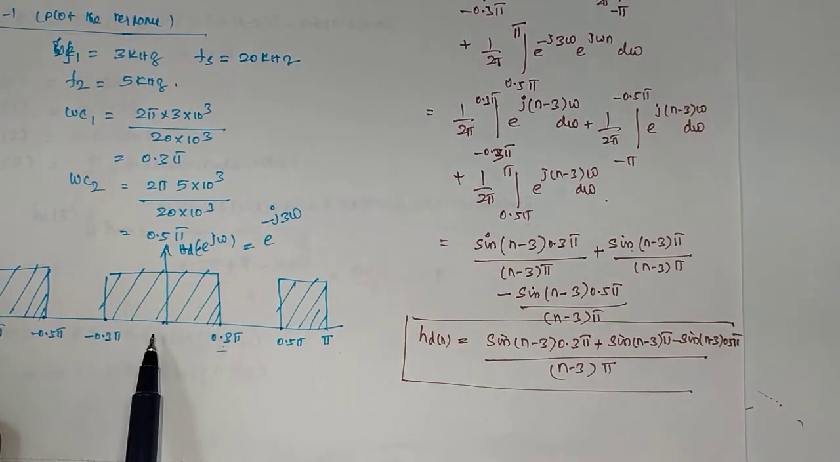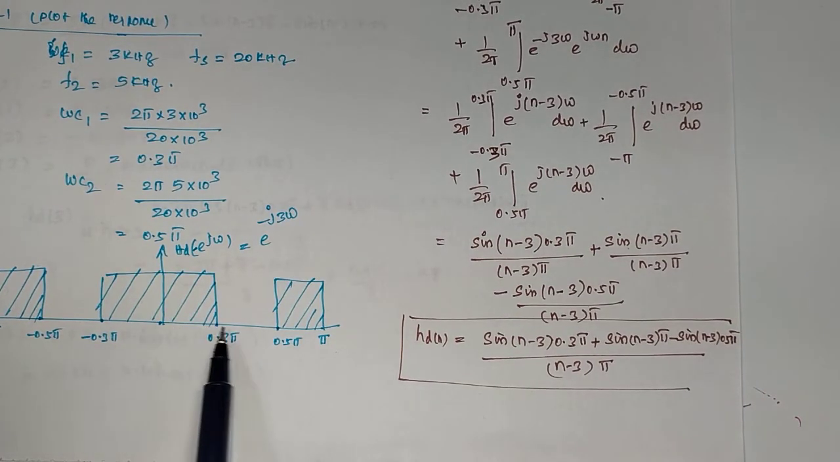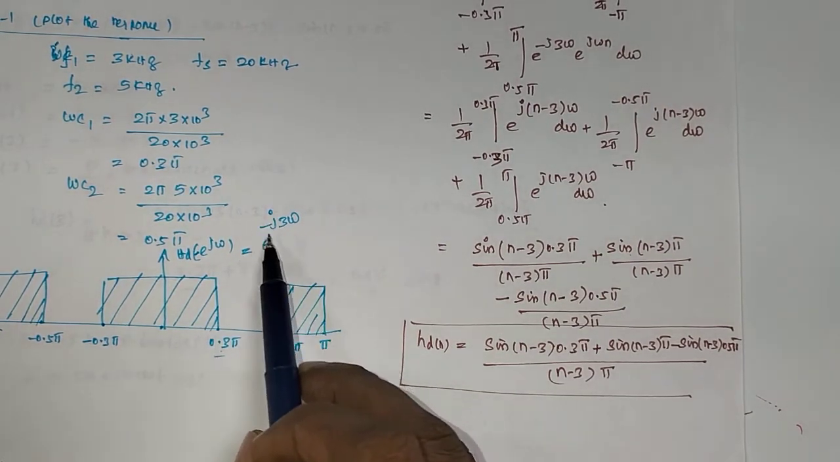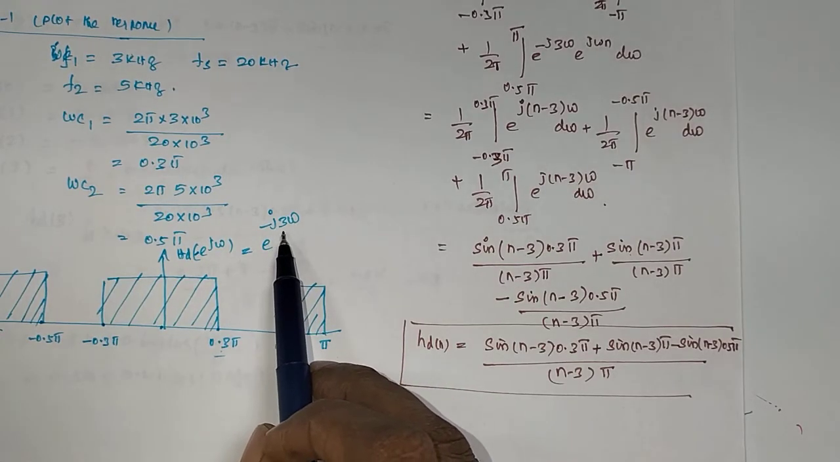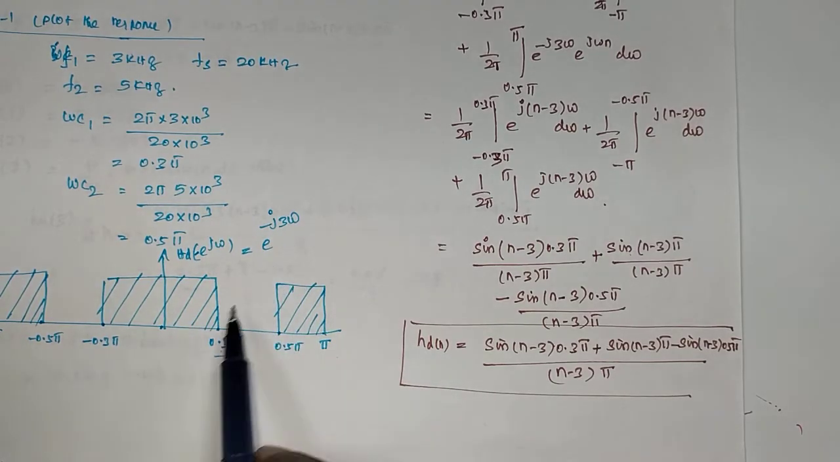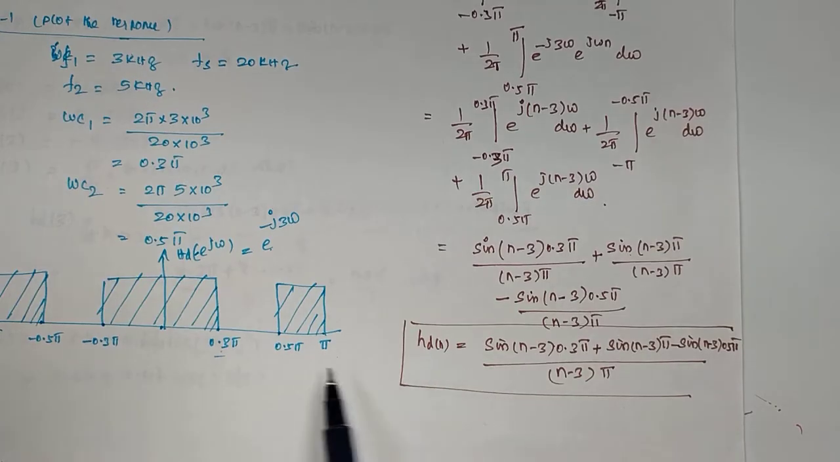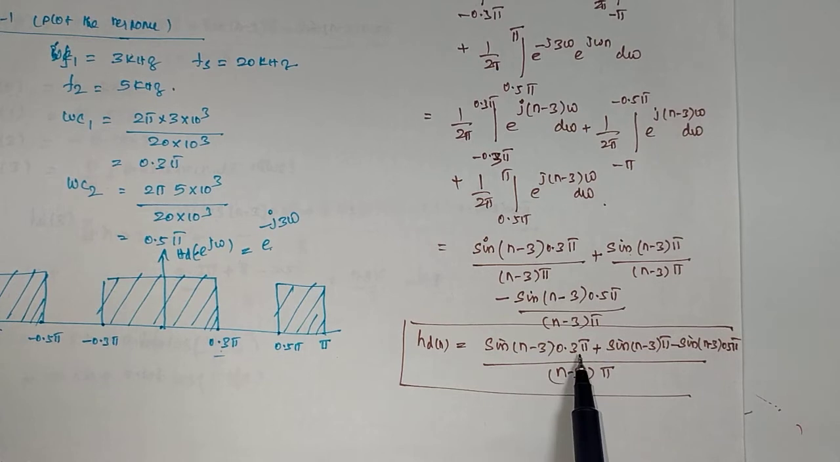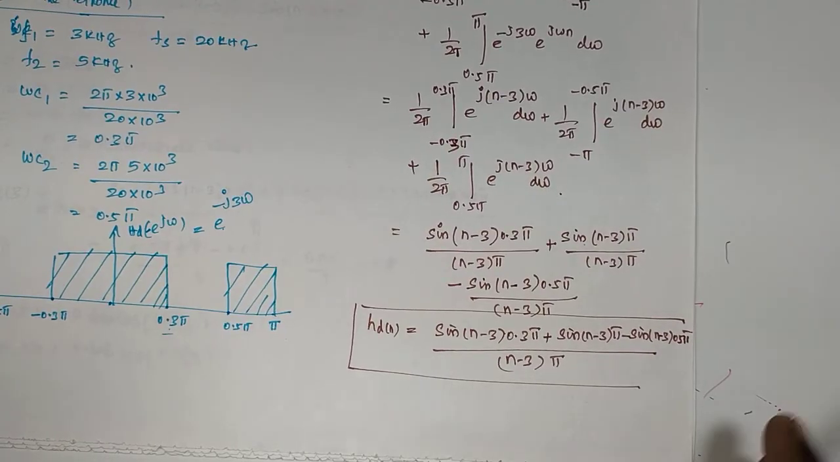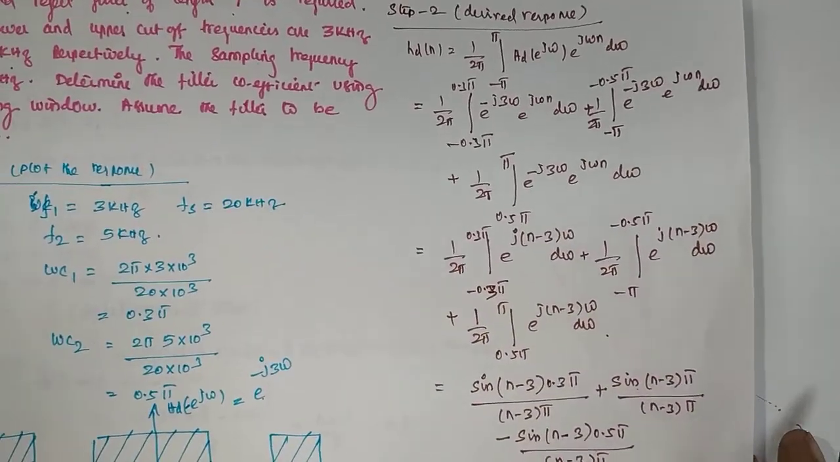A band stop filter is nothing but the addition of a low pass filter and a high pass filter. For the low pass filter, it is not symmetrical about 0, it is symmetrical about 3, that is e power minus j 3 omega, at that point you have the maximum amplitude. That is n minus 3. So sin (n minus 3) 0.3 pi plus sin (n minus 3) pi minus sin (n minus 3) 0.5 pi, divided by (n minus 3) pi. From this you have to find the desired response.